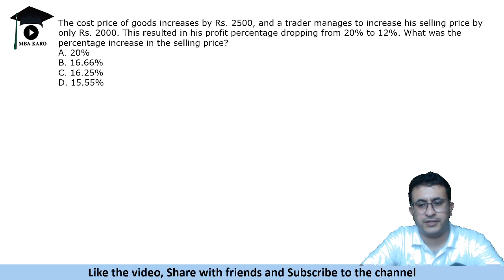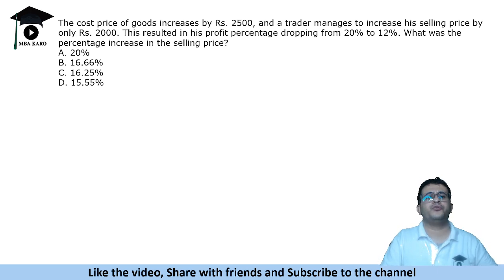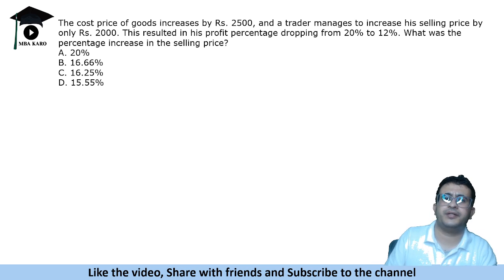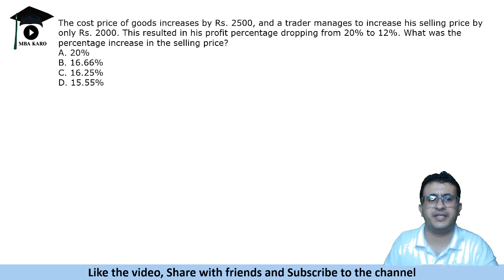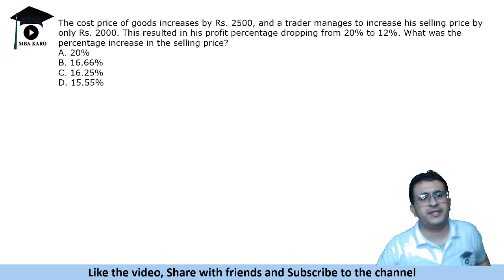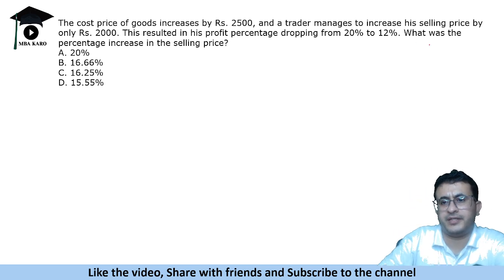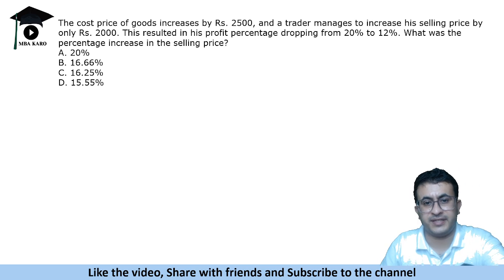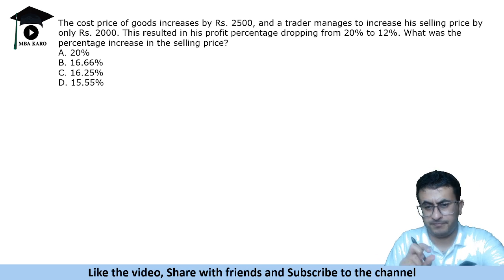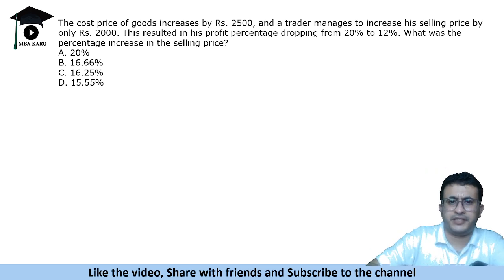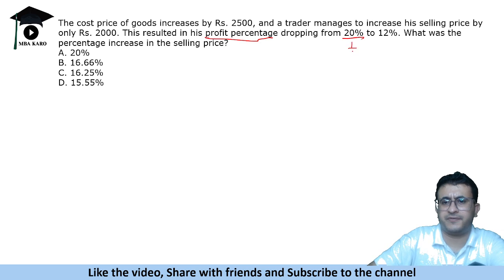Next question: the cost price of goods increased by 2500 and a trader manages to increase his selling price by only 2000. This resulted in his profit percentage dropping from 20% to 12%. What was the percentage increase in the selling price? Now see how we take the right set of variables to solve it in the minimum possible time. The initial profit percentage was 20%, that means 1 by 5.